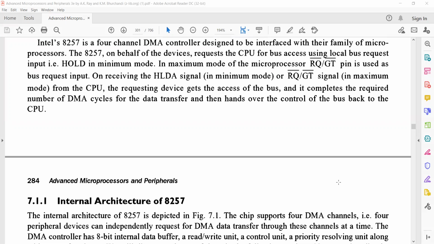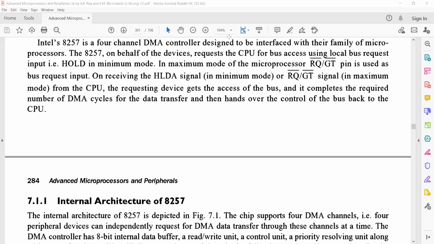To perform this process, we have a controller called the DMA controller, or 8257 controller. I told you the chip numbers are very important. So in order to perform this DMA operation, we need a DMA controller, the 8257. This is what we discussed in the last class. In today's class, we'll understand the internal architecture of the 8257 DMA controller.